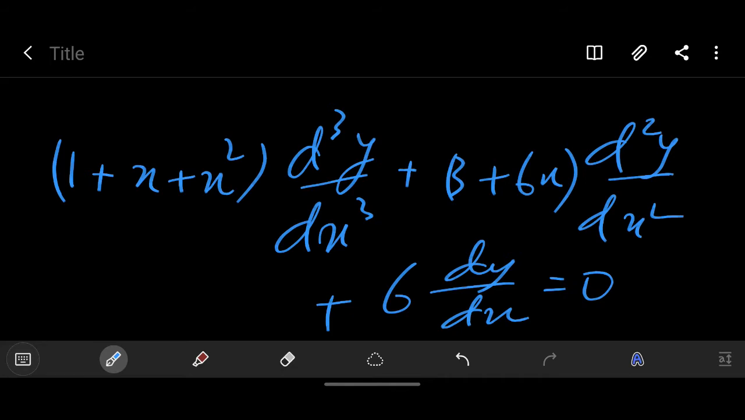So let's solve it by exactness. As we have seen before, we can see that this is p naught, this is p1, and this one is p2.